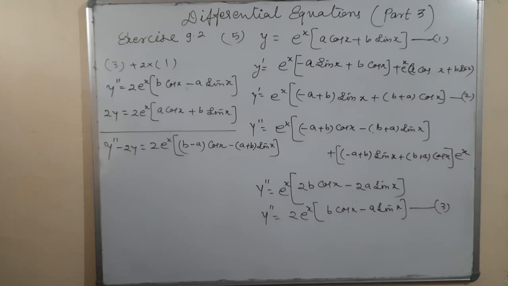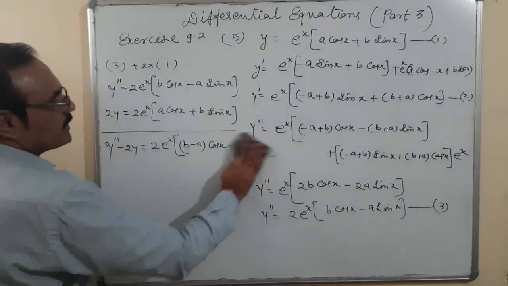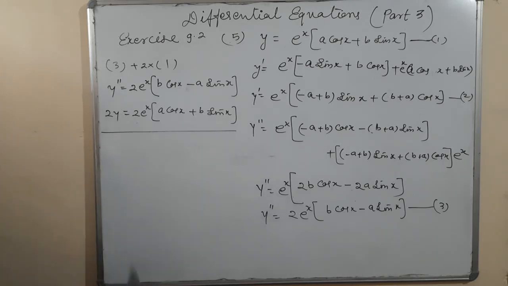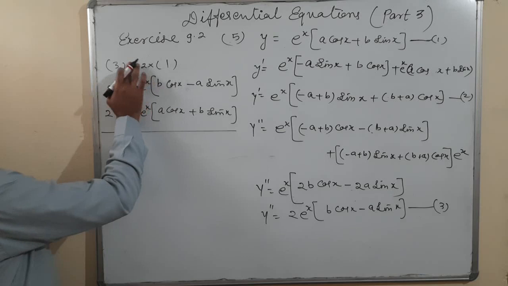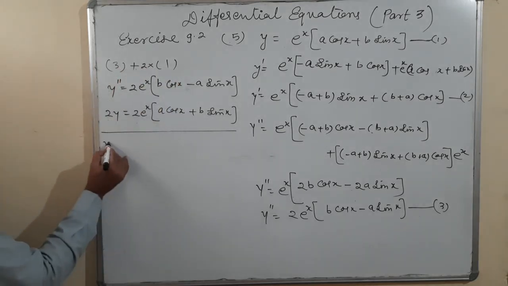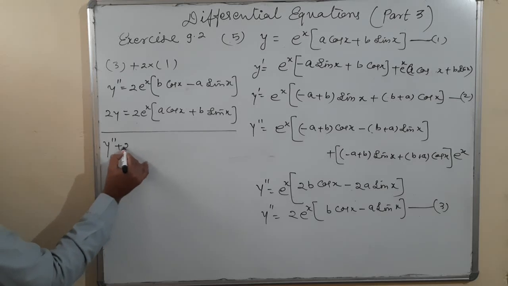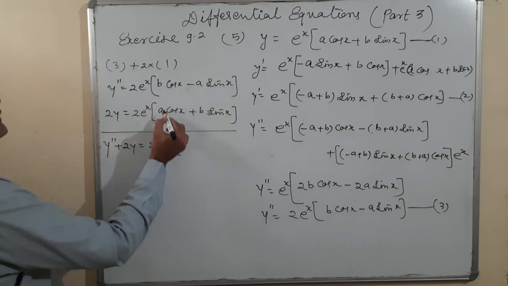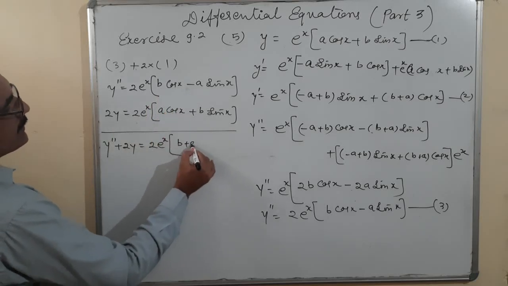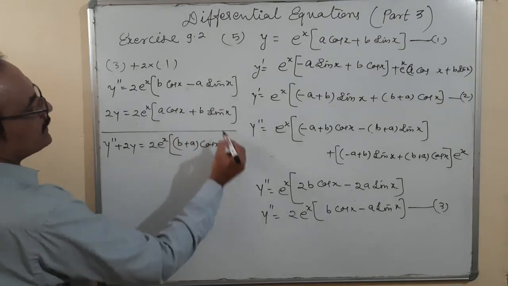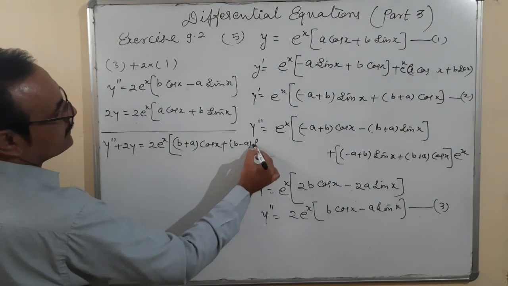If you are going to add it, then what happens? Because when we are subtracting, we are not getting any result. You cannot compare it. So simply what should be done? Adding equation 3 plus 2 multiplied by equation 1. So y double dash plus 2y is equal to 2 e to the power x (b cos x plus a cos x). b plus a cos x plus b minus a sin x.